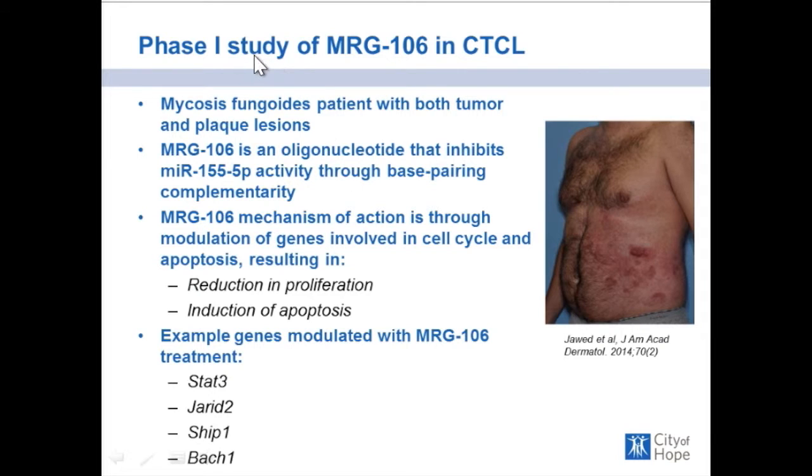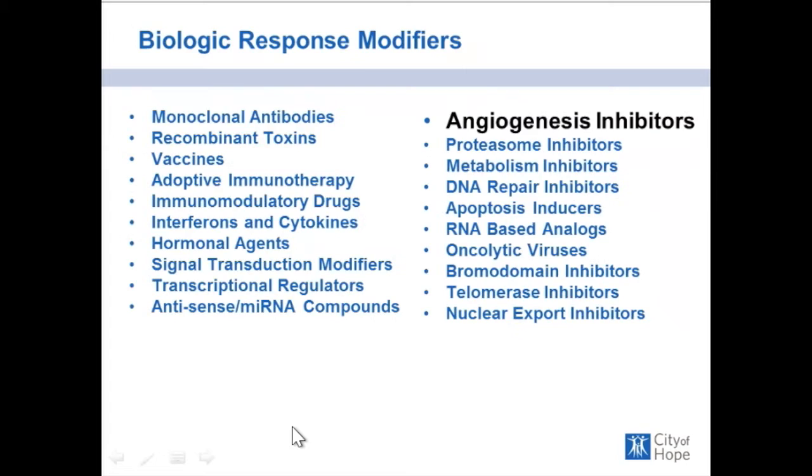So we're going to soon open a phase 1 study focused in cutaneous T-cell lymphoma. This is a terrible skin lymphoma. We have a very large population at City of Hope. And MRG-106 is an oligonucleotide that inhibits this specific microRNA that seems important in the development of this disease, the 155. And so we'll be injecting this antagonist to this microRNA, and it's already been shown to reduce proliferation and induce apoptosis. And the genes that are affected in this therapeutic process are STAT3, JARID2, SHIP1, and BOC1, all involved in cell replication, and this trial will soon open.